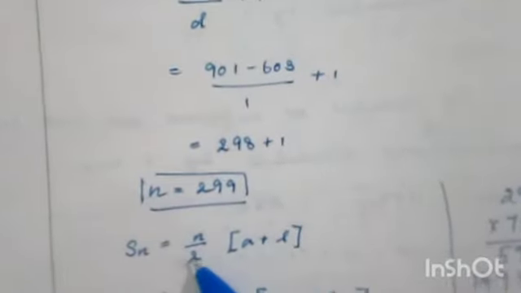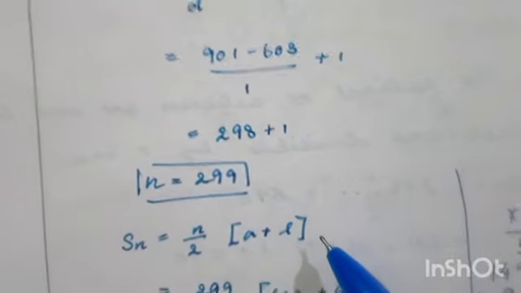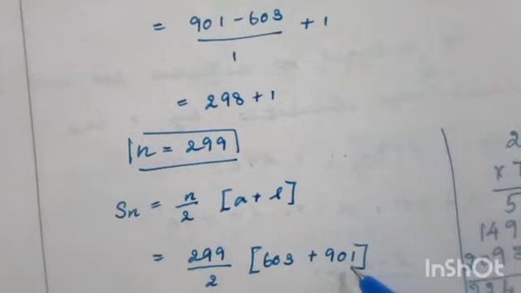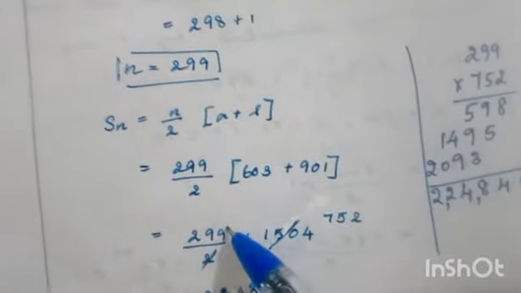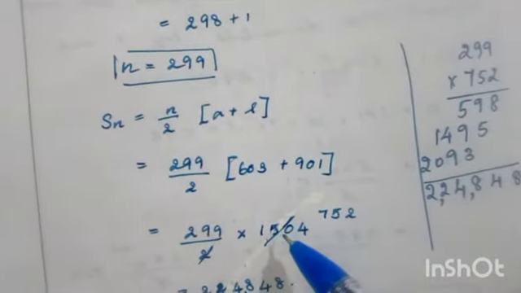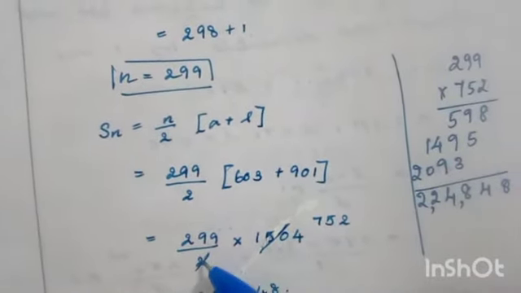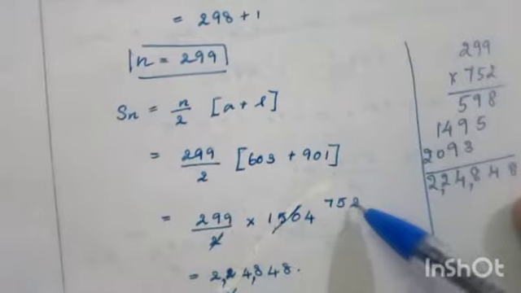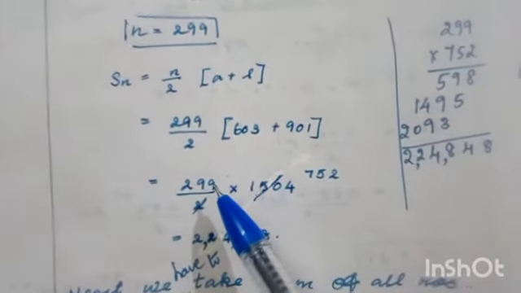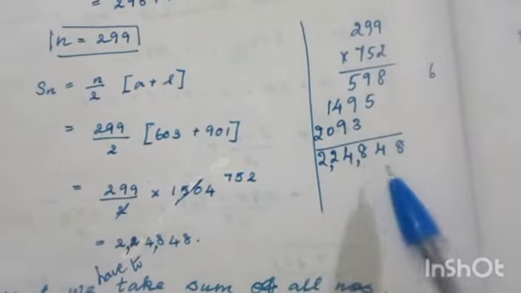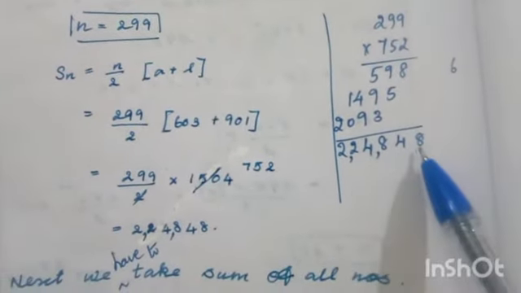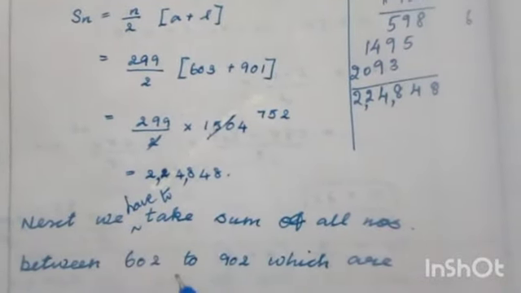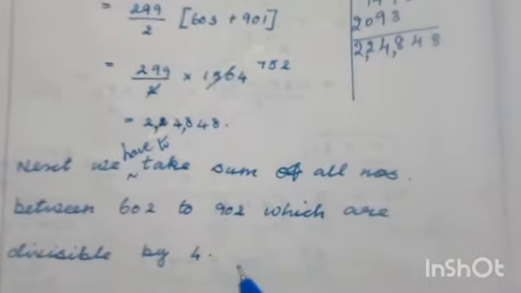So the Sn formula, you know that, n by 2 into (A plus L). So that is equal to 299 by 2, A is 603, the last term is 901. We have to add these two, so that is 299 by 2 into 1504. 2 table is possible for cancelling, so that is 7 2s are 14, balance 1, 5 2s are 10, 2 2s are 4. So now you have to multiply these two numbers, 299 into 752. So that is 2,24,848.